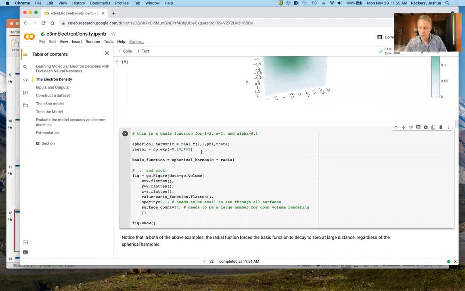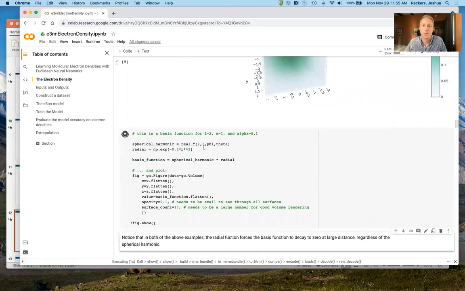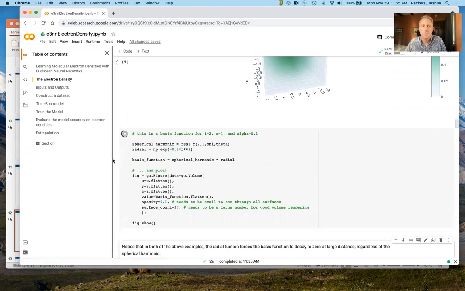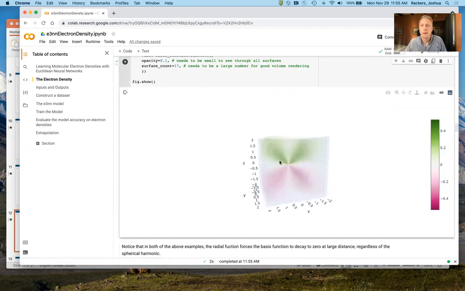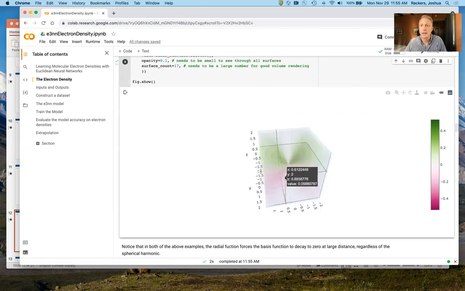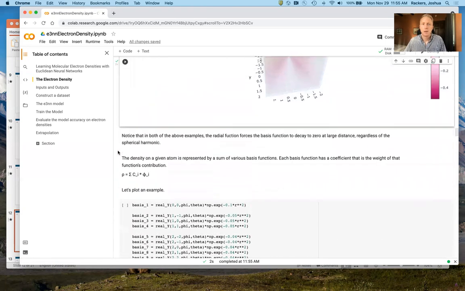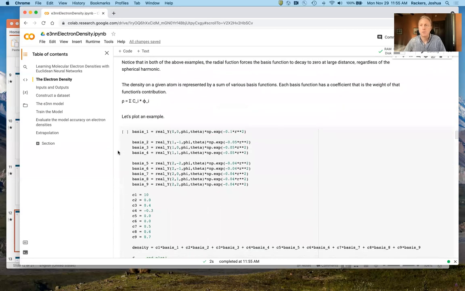So this is an L equals 2 example here. And you can see that these ones with higher L have positive and negative lobes. And so these will add to the density in a given region, and these will subtract from the density in a given region. So of course, our electron density isn't going to be represented by any one of these basis functions. It's going to be represented by a sum of them.